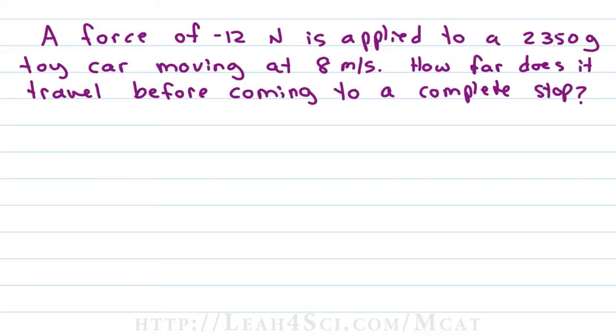Let's take a look at what we have. A force of negative 12 newtons implies that the force is going opposite the direction of motion, so we're slowing it down, and that's why it comes to a complete stop. We have an initial velocity of 8 meters per second, and if it comes to a complete stop, we have a final velocity of 0 meters per second.